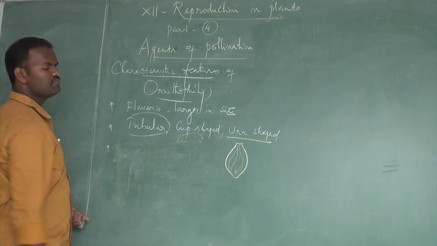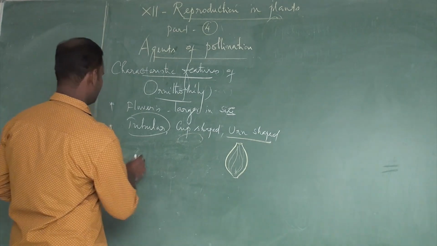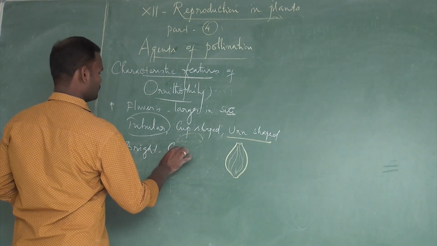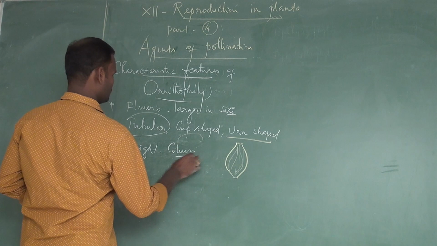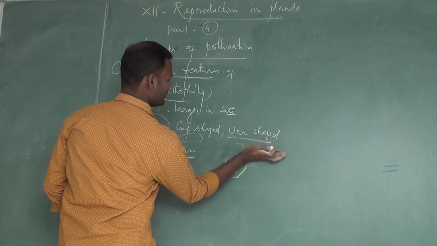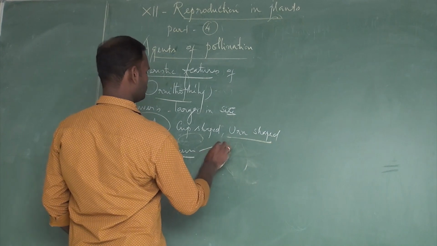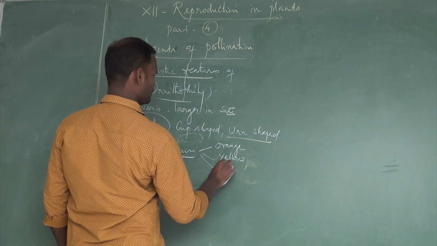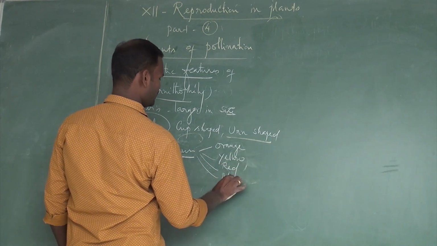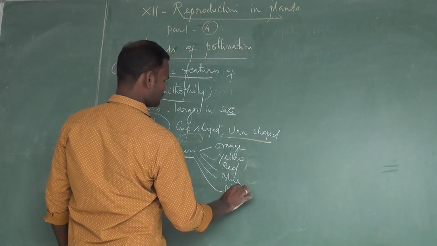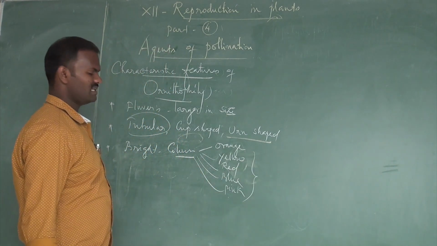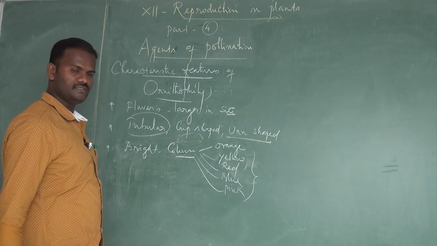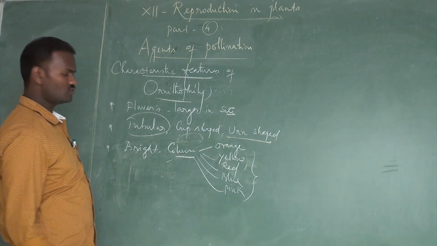The flowers are highly bright in color to attract the birds for pollination. They may be orange, yellow, red, blue, or pink. So the petals of the flowers have various colors to attract birds for pollination. It's the third characteristic feature of ornithophily.